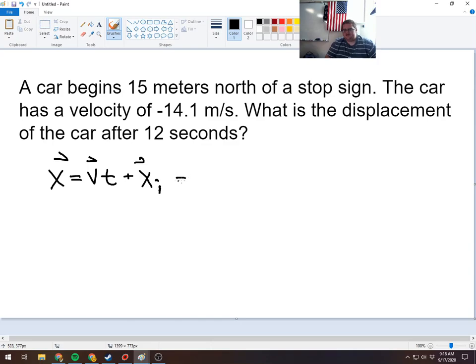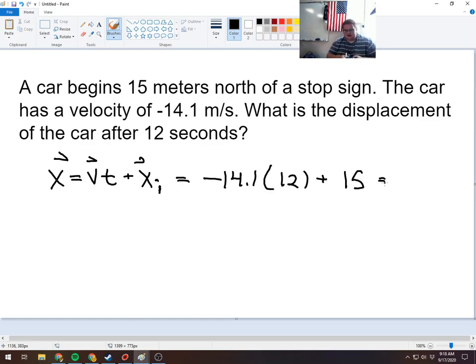All right, so in this case, the velocity is negative 14.1, which means, since we're talking about north-south here, it's really 14.1 south, times the time, 12 seconds, plus initially it was 15 meters north, so it's positive 15. Now for this one, I am going to use a calculator. 14.1 times 12 plus 15.